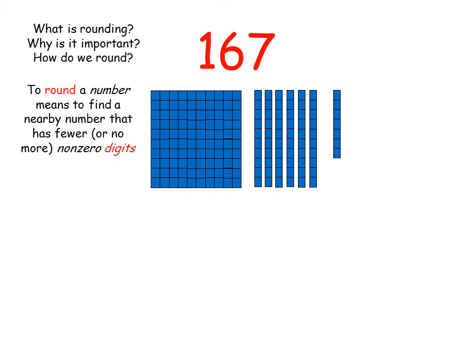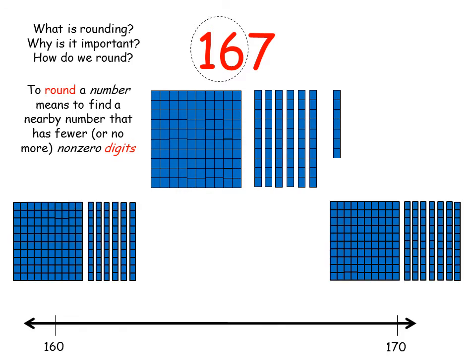And in this case, we have the numeral 167, which is 3 non-zero digits. So that means in order to round this number, we would need 2 non-zero digits. So if we were looking at those 2 digits, 100 and 6 tens, that number would lie between 160 and 170. Now, the longer tick marks are 160 and 170 on the number line, which are tens.